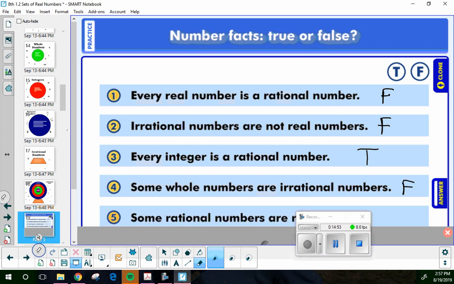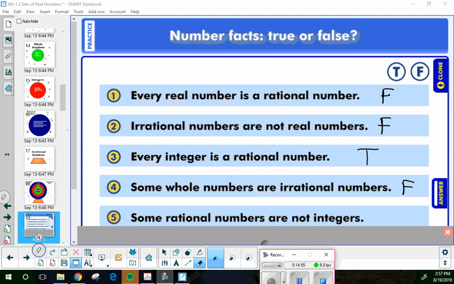All right, last but not least: some rational numbers are not integers. Some numbers that are right here are not down here. T for true, F for false, hold your boards up. That's going to be true. If I write it up here, that doesn't mean it's down here.